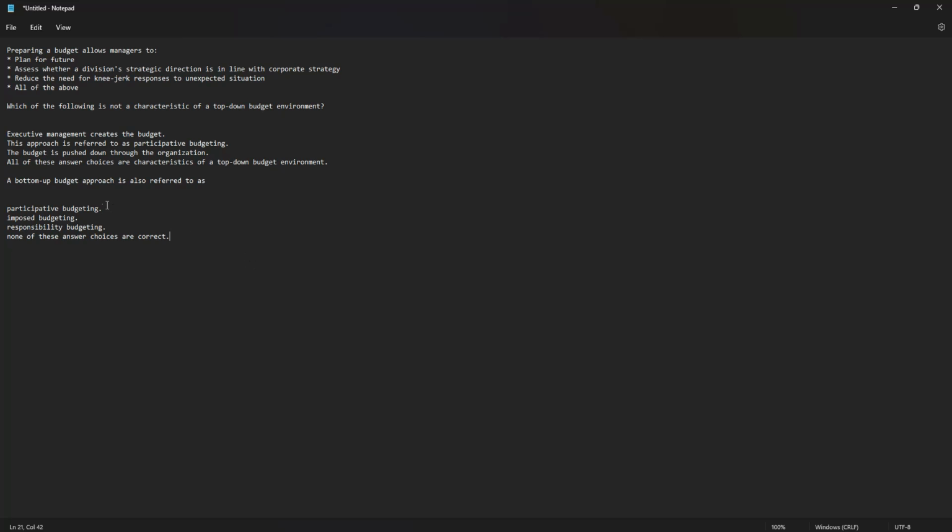In this case, it is participative budgeting, because from the bottom up, the bottom, which is the workers, participate in making the budget. And that's how you answer that question. I know it sounds pretty simple. The truth is, it is that simple. You just need to think about it for a few minutes.